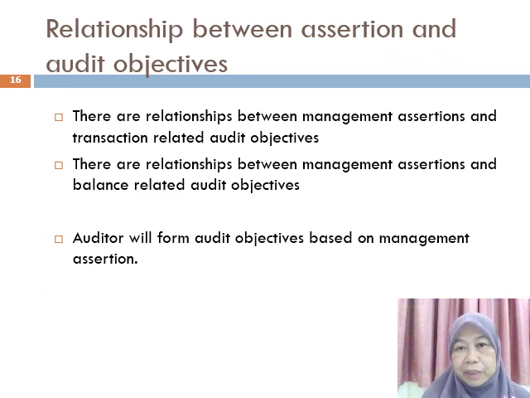Now let's look at the relationship between assertions and the audit objectives. You can see that there is a very close relationship between assertion and the audit objective here. So there is a relationship between management assertion and the transaction-related audit objective. Similarly, there are relationships between management assertion and the balance-related audit objective. So as the auditor, as I said earlier, the auditor has to audit this management assertion, and to audit it, the auditor first of all has to develop the audit objective, and this audit objective has to be based on the management assertion.